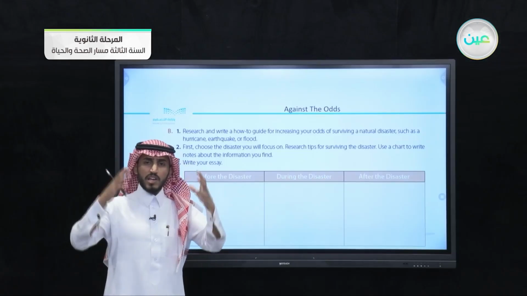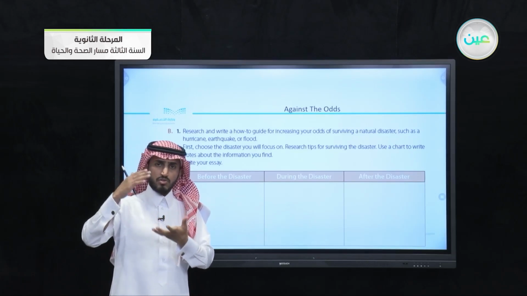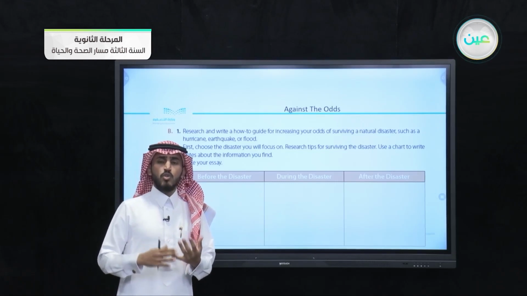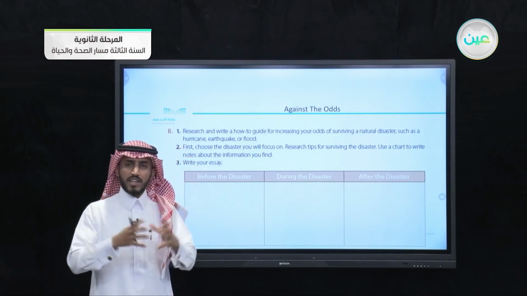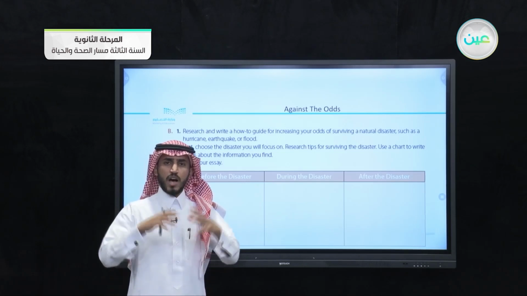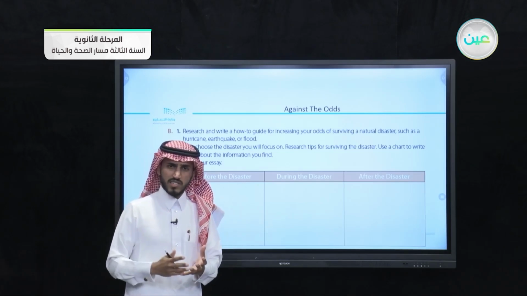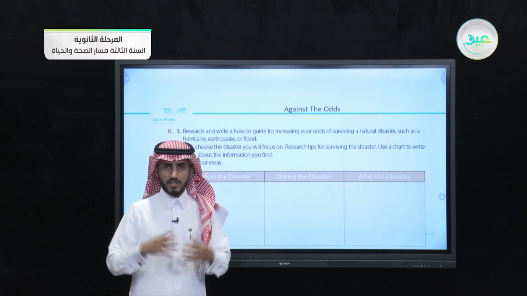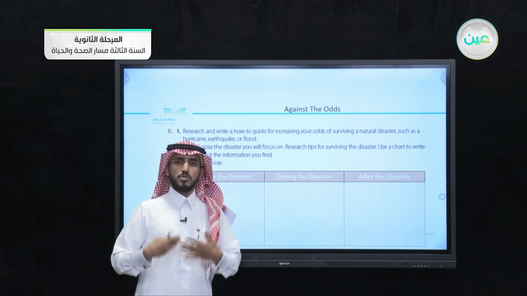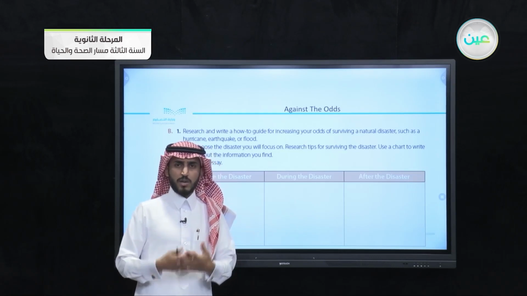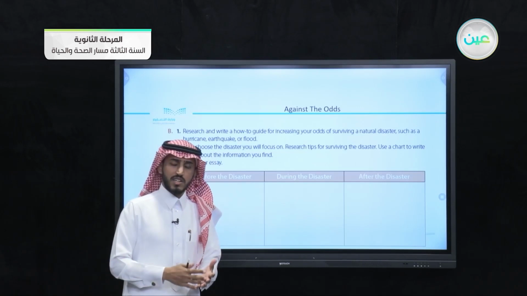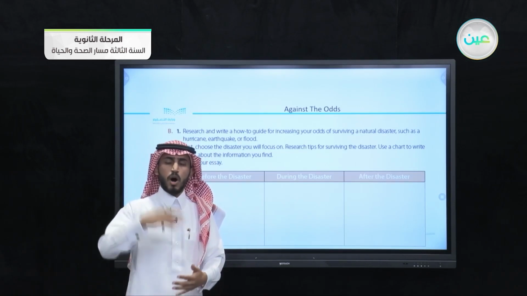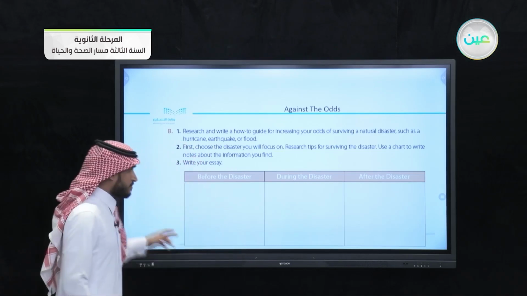Then we learned together that to write something about the disasters and how to guide, you have firstly to write an introduction. In the introduction, you have an overview about this natural disaster, a definition, the consequences of this disaster. Then after that, you start writing your tips and advice regarding this disaster. And after that, you finish your essay by writing a conclusion to sum up all what you have written.